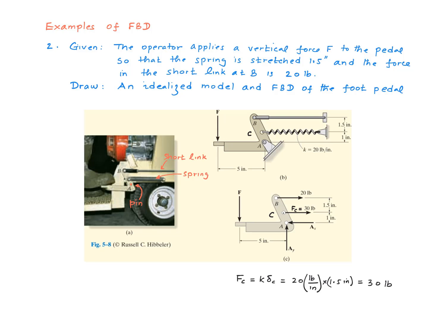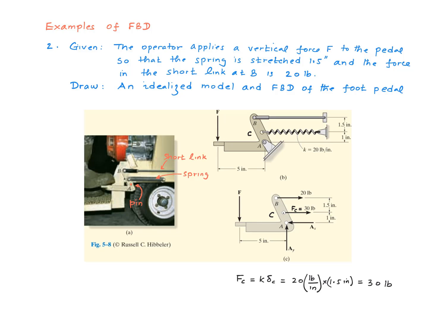So basically we are isolating the foot pedal from the supports. The foot pedal is connected to three separate supports here: this point through this short link, this point through this spring, and of course this plane through a pin. The short link and the spring are two force members, and therefore the directions of the forces on those members are going to be in the direction of the members themselves. So the force on the short link is going to be horizontal like that, and the force on the spring is going to be horizontal like that.